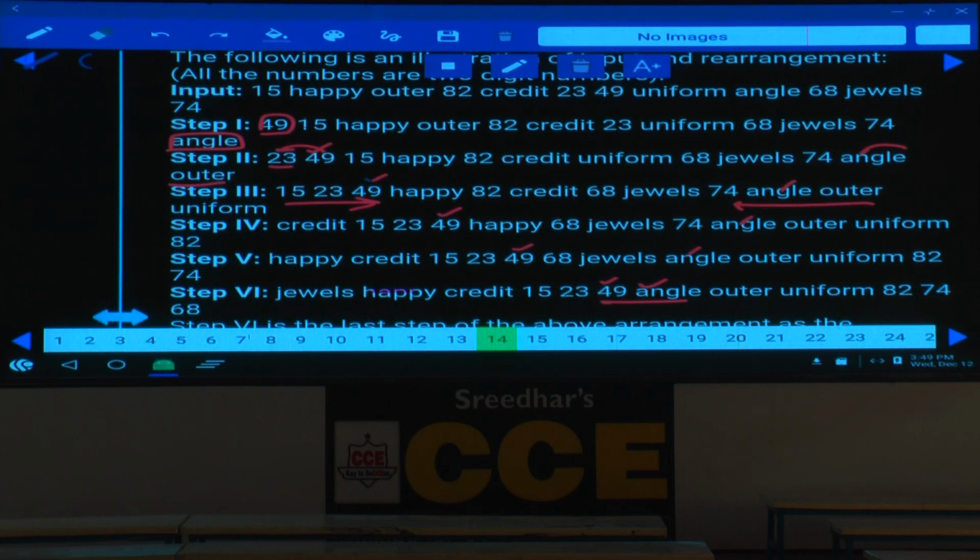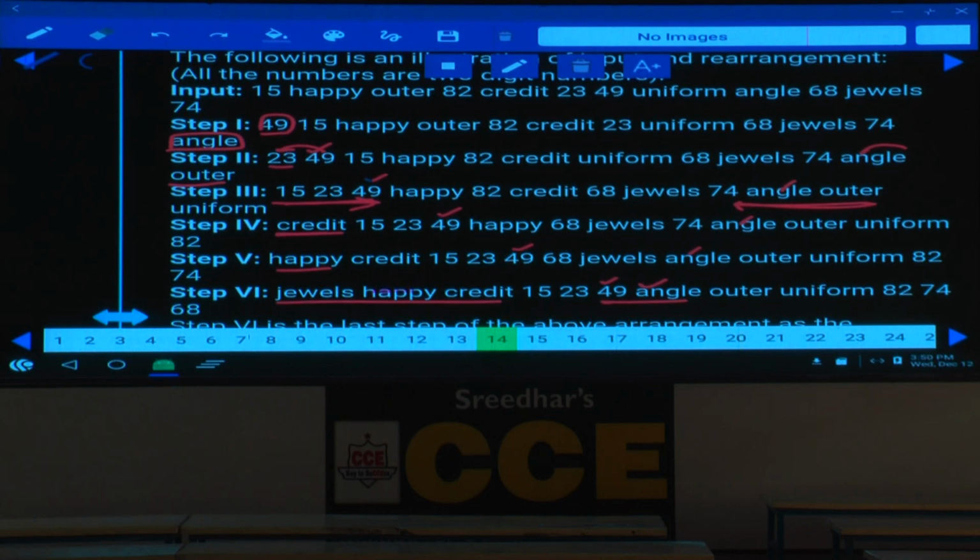After these 3 steps, first all the numbers, the odd numbers, were arranged, then the words which start with the vowels are arranged. Then from step 4 onwards, now credit, that means now the words are starting from the left hand side. Now the least consonant and the next consonant and the next consonant, all these are arranged. And coming to these numbers, the even numbers, what are the even numbers here?